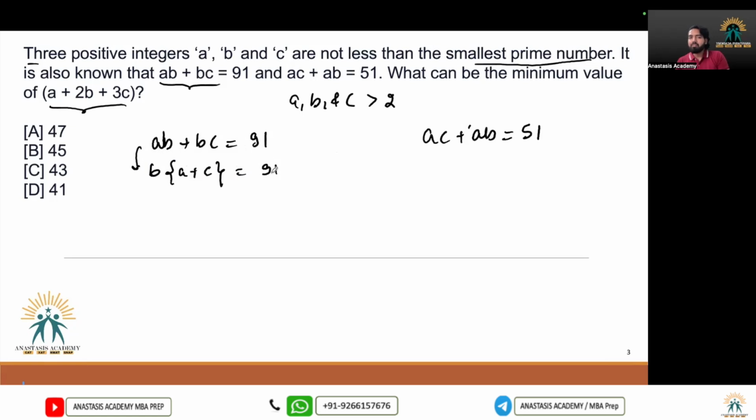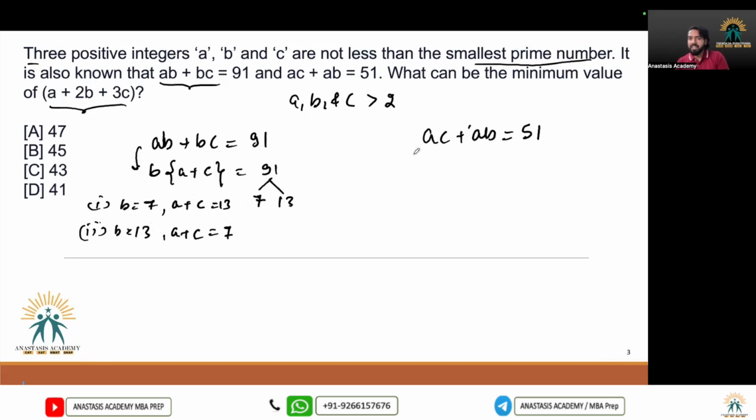So precisely I have to write this 91 as a product of two numbers, right? If I use 1 and 91, I have to assign value 1 to either b or a plus c, but a, b, or c cannot be less than 2. It is given, right? So I cannot use that 1 into 91. So the other product of two numbers for 91 is 7 into 13. So either first case is b is 7 and a plus c is 13, or second case I can take b as 13 and a plus c as 7.